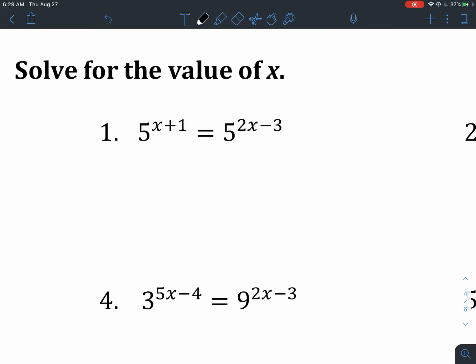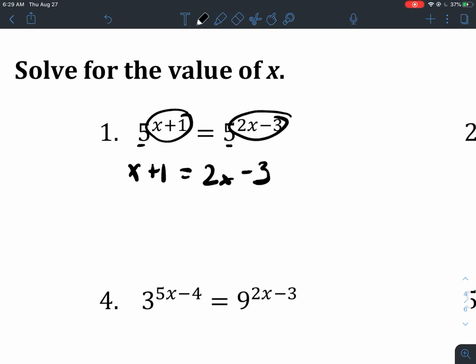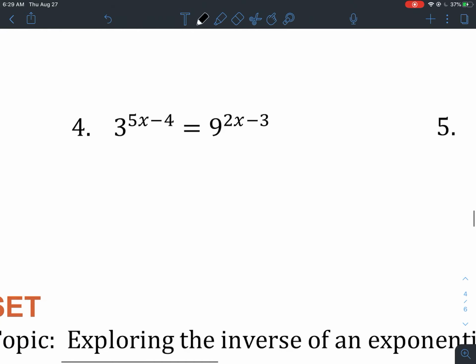All right, so I want to point out for number one, when you have the same base, you're able to just set these equal to each other and solve. So you would do x plus 1 equals 2x minus 3. So when you have the same base, you can just set them equal to each other. I'm not going to solve that. I figure you could solve that on your own.